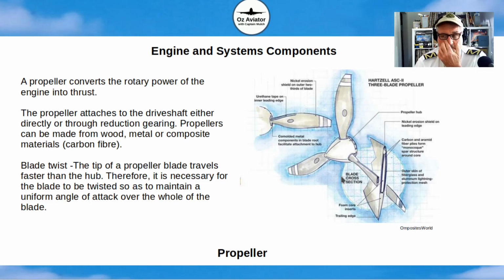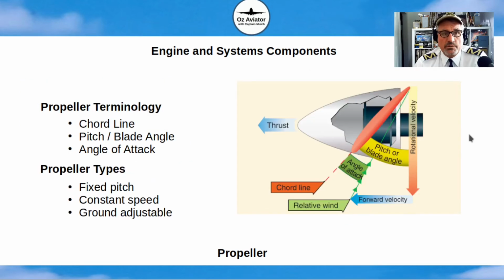Now, because of this, the propeller rotates at a slower speed at the hub than it does out at the tips here. So to compensate for that, there's what's called blade twist. The blade twist ensures that there's a constant thrust on the propeller from the root of the propeller to the tip of the propeller.